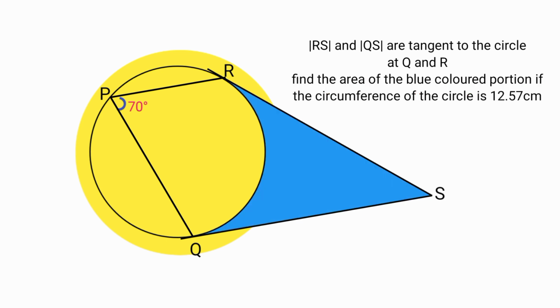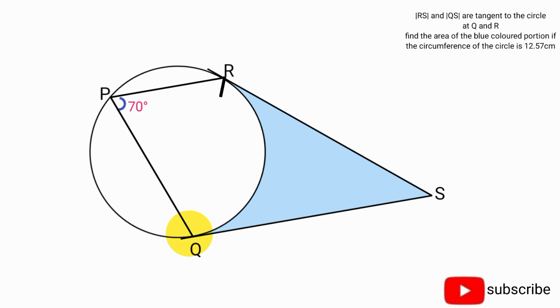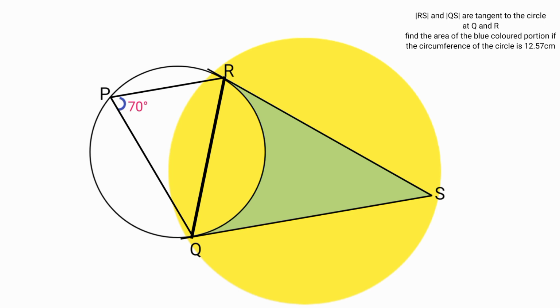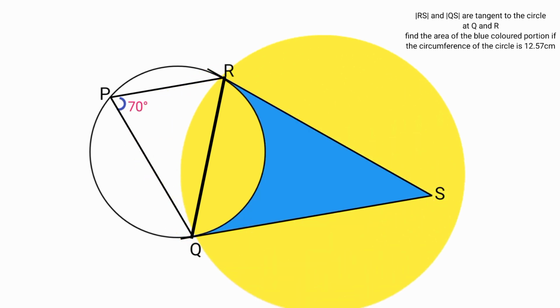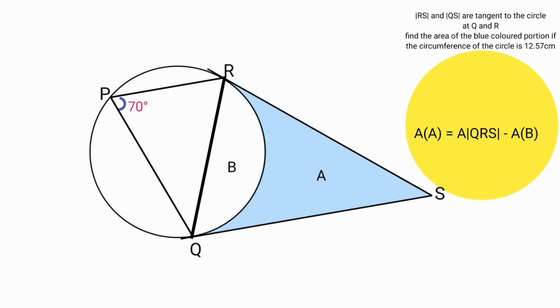So how can we solve this? Since this line here meets at this point here, we can draw a line from this point here to this point here. So we can have a triangle QRS. Now from the triangle here, if we remove the surface area of this portion here, we are going to be left with the area of this portion here in blue, which we are asked to find its area. Owing to that, we can label this A and this here B and form an equation that area of A equal to area of triangle QRS minus area of B.